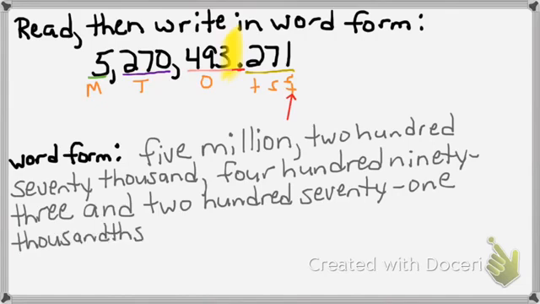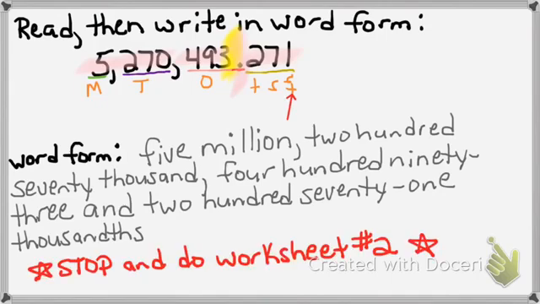Therefore, this final number is 5,270,493 and 271 thousandths. Now it's time to stop and do worksheet number 2. Again, you can look back at this example number 2 in the video as often as you like.